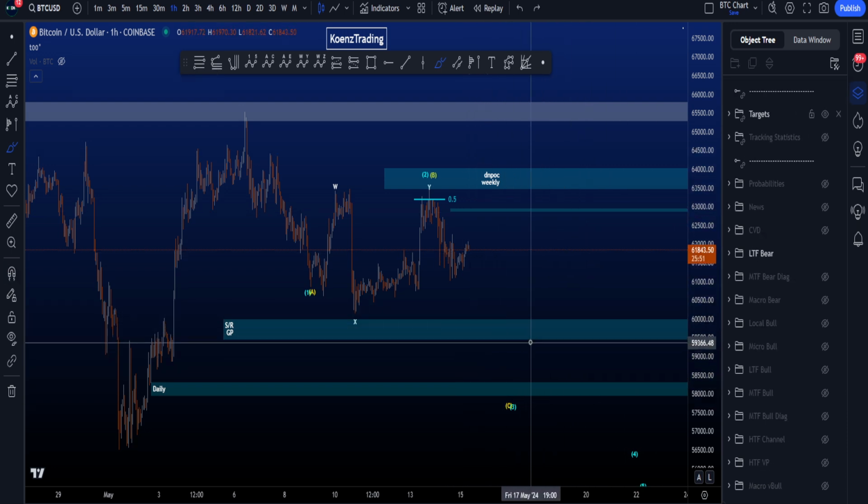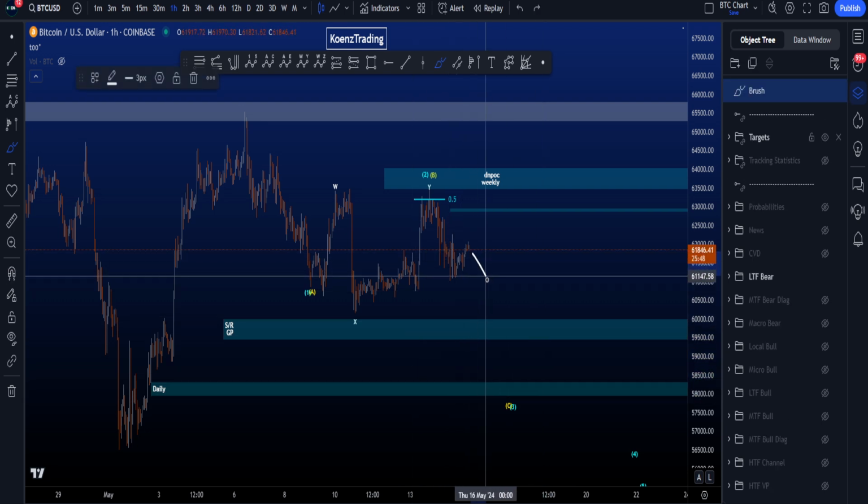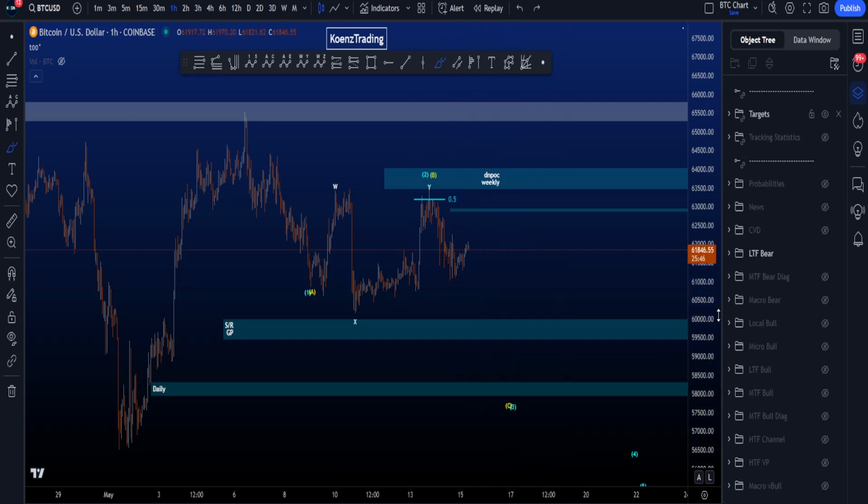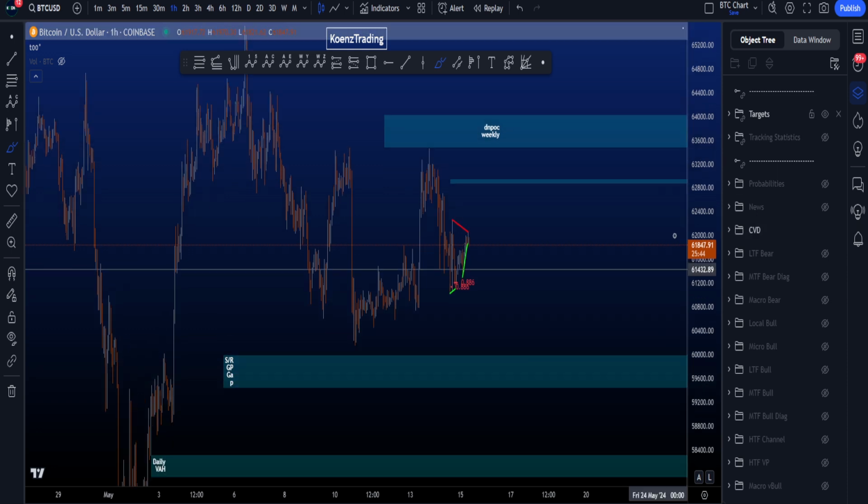While in the bearish scenario, we don't want to see proof of support. We want to see volume increasing and price losing these levels very, very quickly.